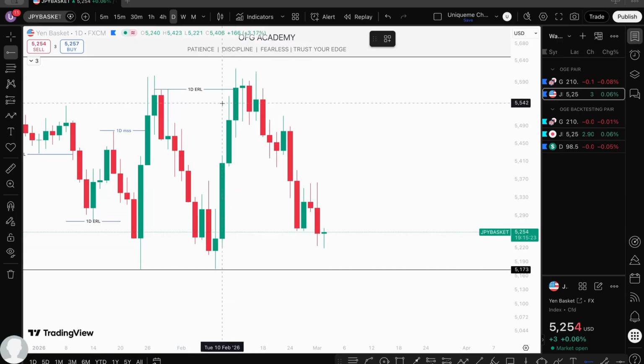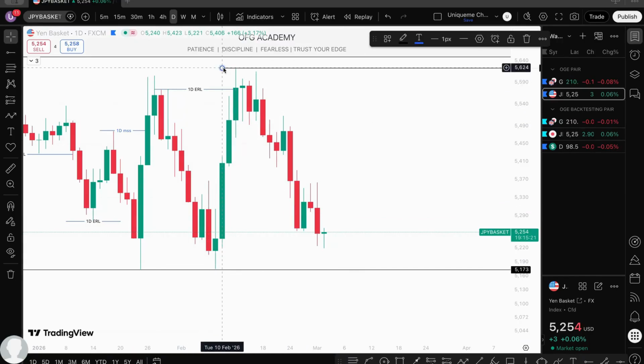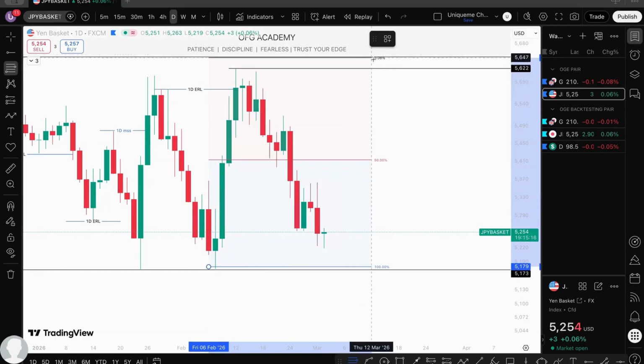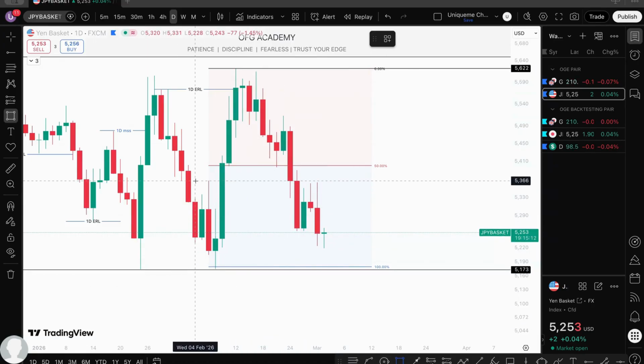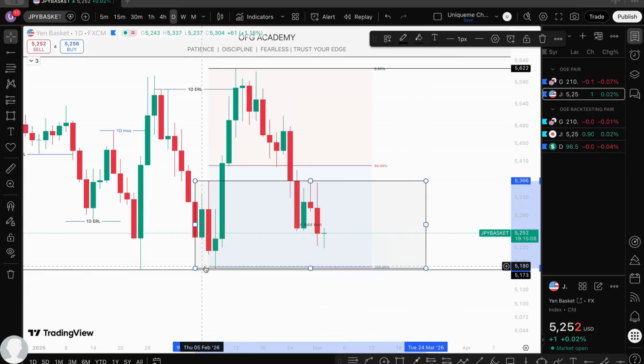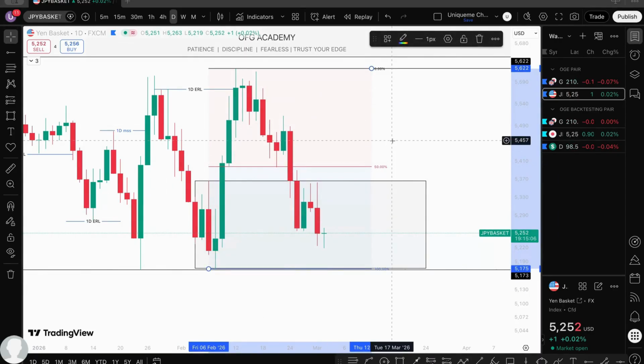From this low to this recent high is a range. I'm using my Fibonacci from this high to this low. This is the major range. What do I call this? I'll call this my order block. You see it, an order block on the 1 day.